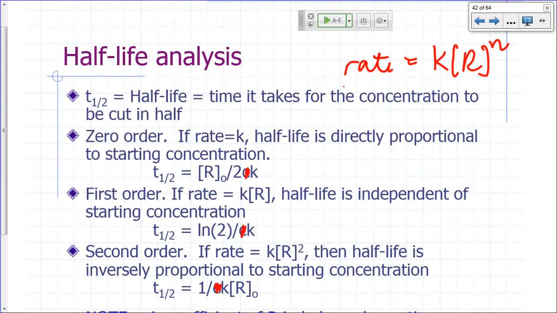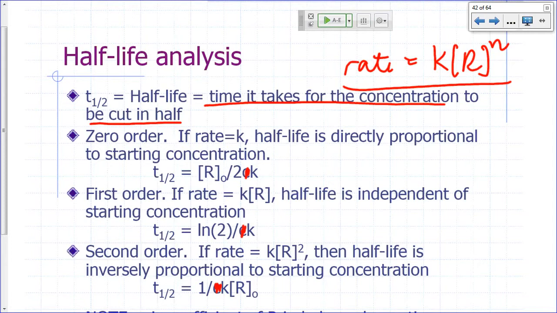So if the rate is equal to k times the concentration of R raised to the power n, you can use what's called a half-life analysis. By plotting the concentration of R versus time and examining what's known as the half-life, you can determine your rate law, and you can determine the value of your rate constant. The half-life is the time it takes for the concentration to be cut in half.